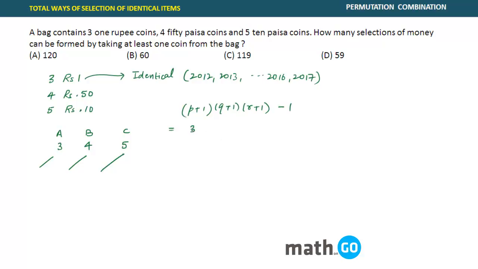So this becomes 3 plus 1, 4 plus 1, 5 plus 1, minus 1. So the answer would be nothing but 4 into 5 into 6 minus 1. This gives you what? 120. 120 minus 1. So the answer we were looking for is 119. So C is the answer. This is how you have to grasp this particular problem.